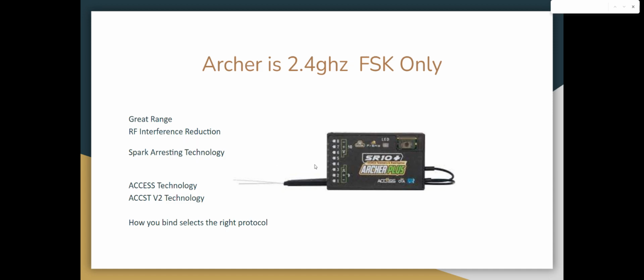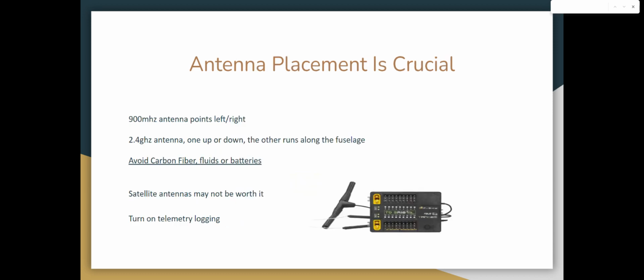So the other thing that's interesting about this is that you can bind to it with Access, or you can bind to it with ACCST V2. So even our transmitters from 2014 with an ACCST V2 update can bind to our newest receivers. That is really innovative.